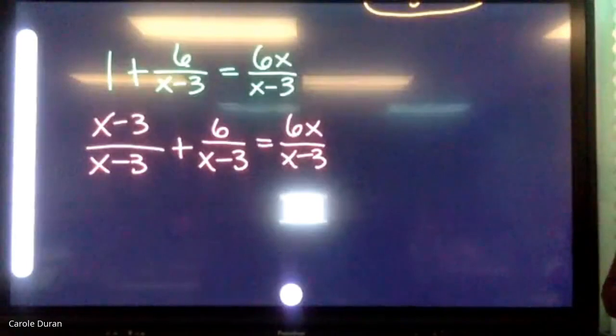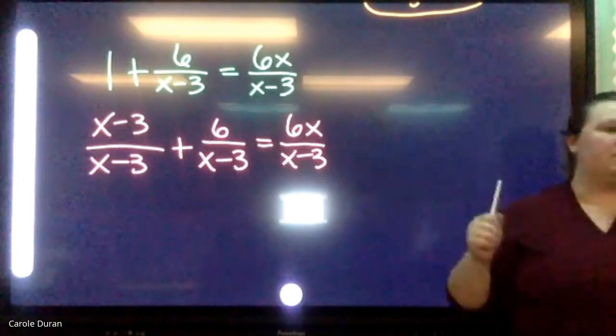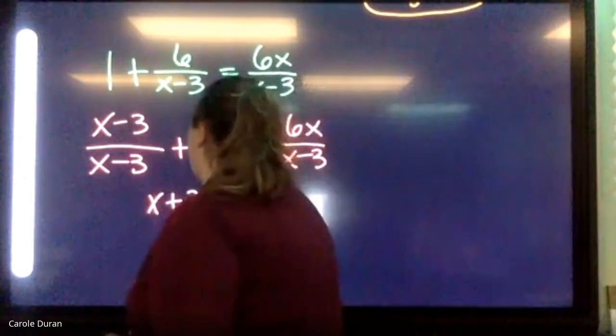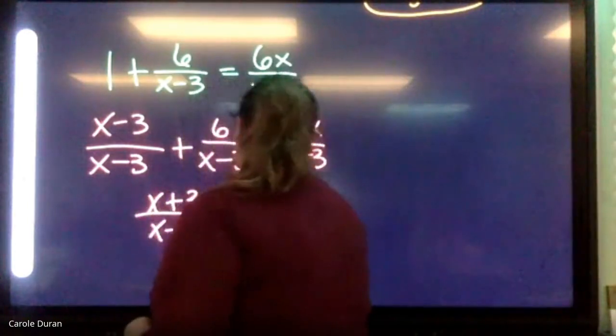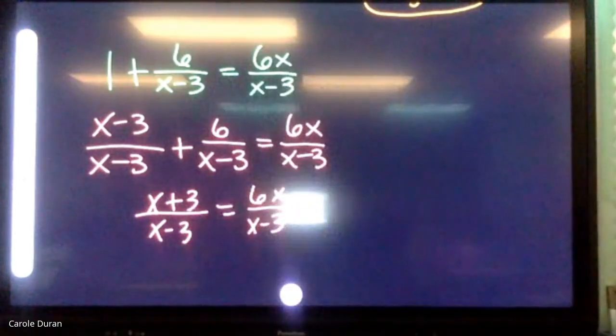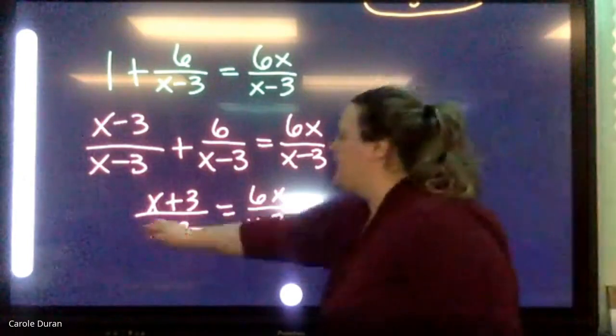Ebony, what next? I kind of combined it together. I was like, hey, there's negative 3 and 6. You can combine them together and get positive 3. Perfect. So what do I now have on the left side after I do that addition, Ebony? x plus 3 over x minus 3. Perfect. So you should have x plus 3 over x minus 3 equals 6x over x minus 3. Ebony, what next, hun? Get rid of the x minus 3. Yep, because they're the same on both sides.